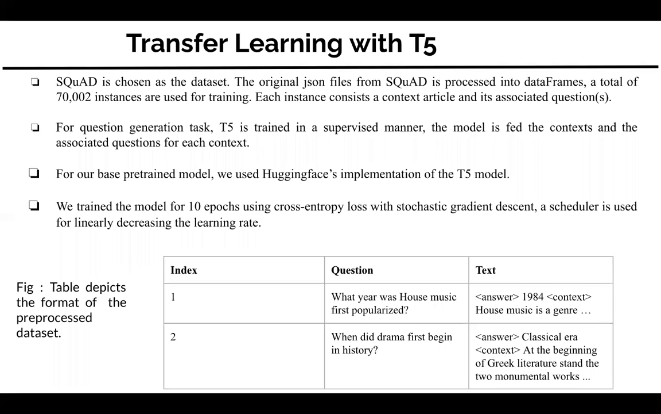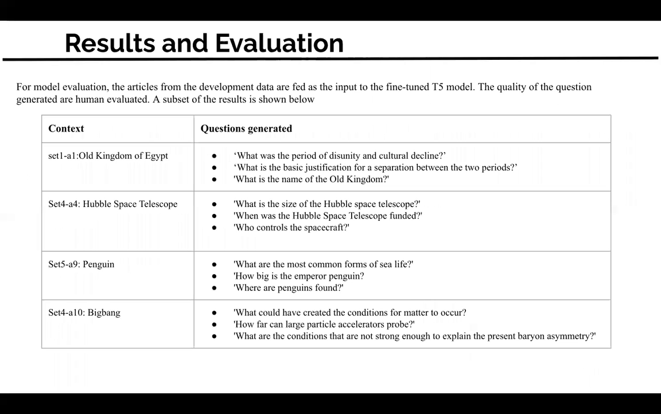For the question generation task, the T5 transformer is pre-trained, and we train the model for 10 epochs using cross entropy loss with stochastic gradient descent. And a scheduler is used for linearly decreasing the learning rate.